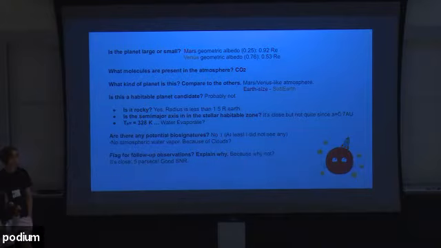Is this a habitable planet candidate? Probably not, because the distance that we got was 0.7, and it was defined that the range would be between 0.75 up to 0.9, something like that. So probably not. It's close, not quite. Is it rocky?